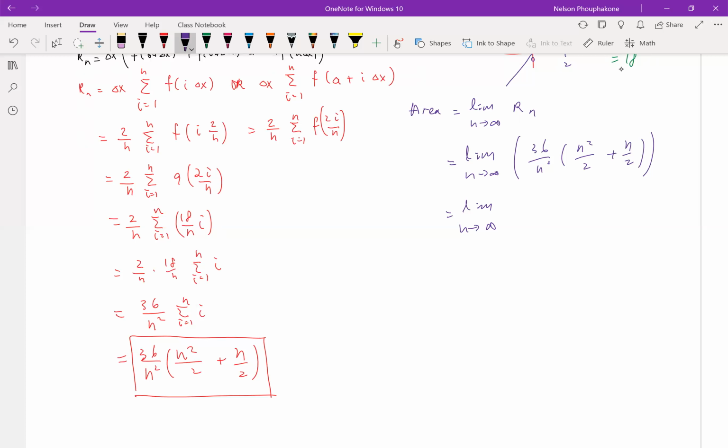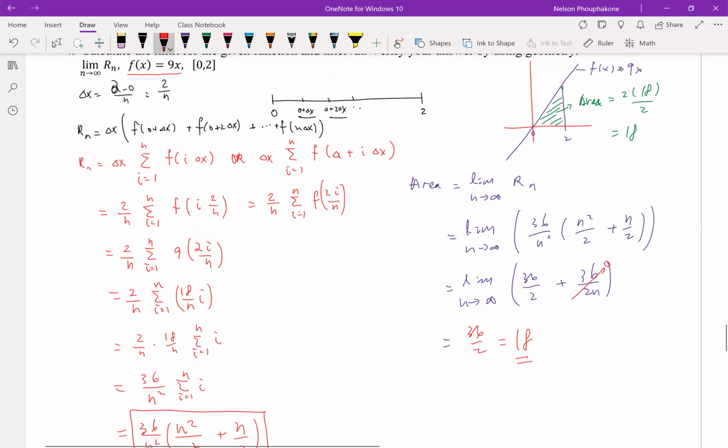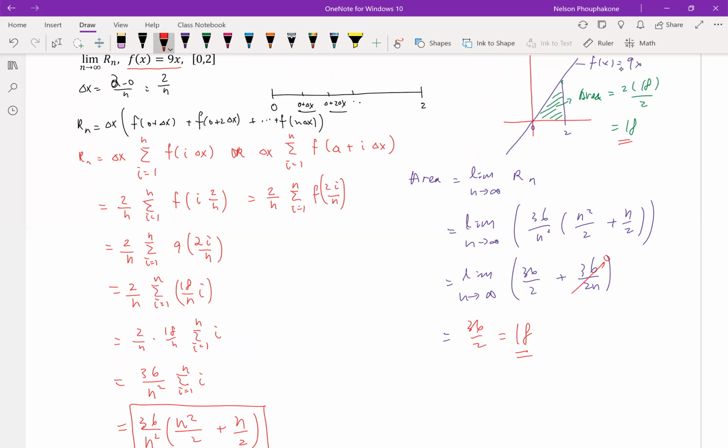So then it will be 36 over 2 plus 36n over 2... oh, this would be 36 over 2n. Okay. And then of course, if we take the limit, then we know that this goes to 0, right? So my answer will be 36 over 2, which is 18. Okay. Then you will see that we get the same answer in this case then.